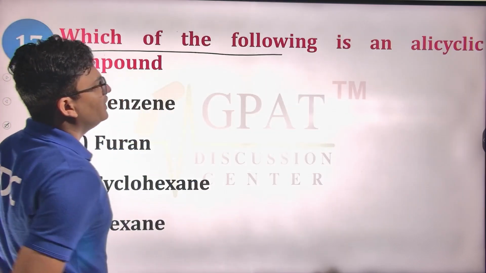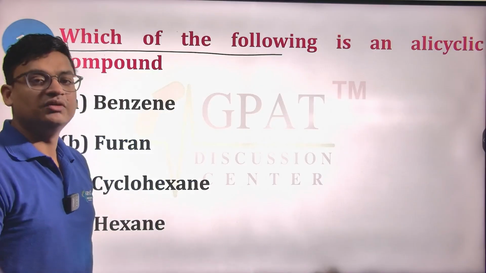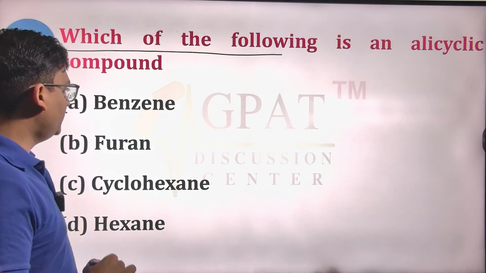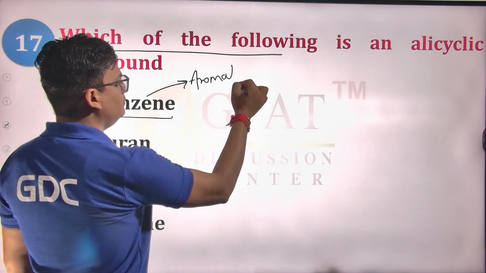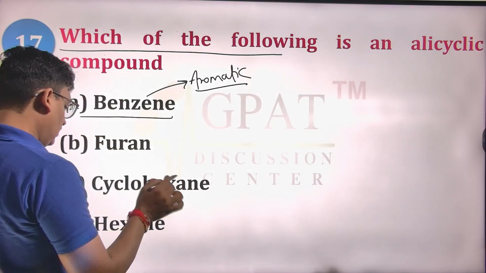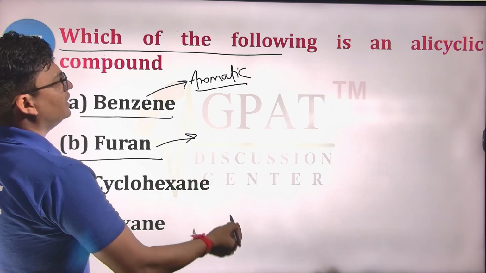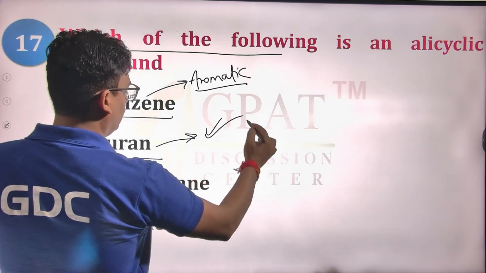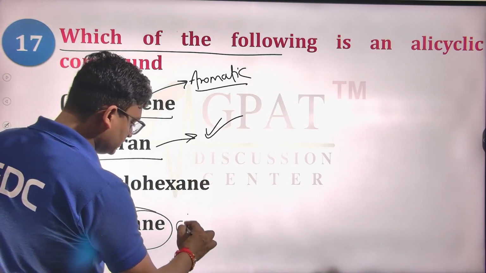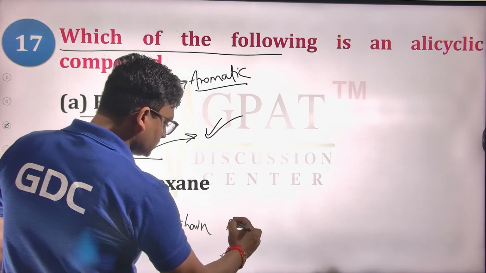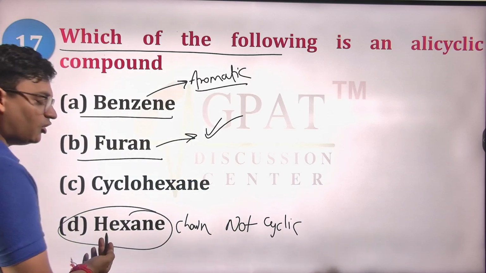Which of the following is an alicyclic compound? Alicyclic means it is not an aromatic compound, it is just a cyclic one. Benzene is an aromatic structure. Furane again is an aromatic structure. Hexane is a chain structure, it is not cyclic, so this cannot be our answer.